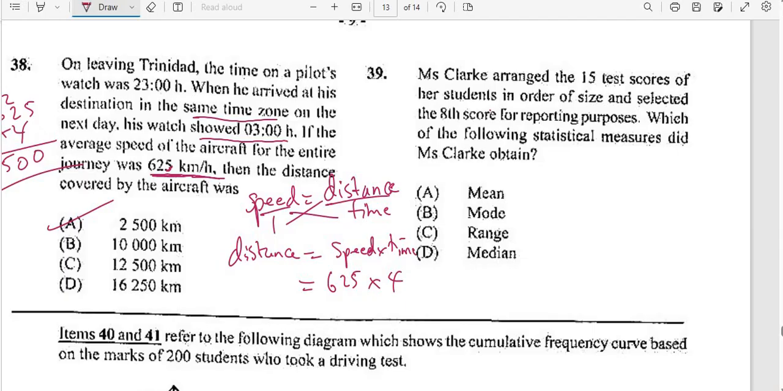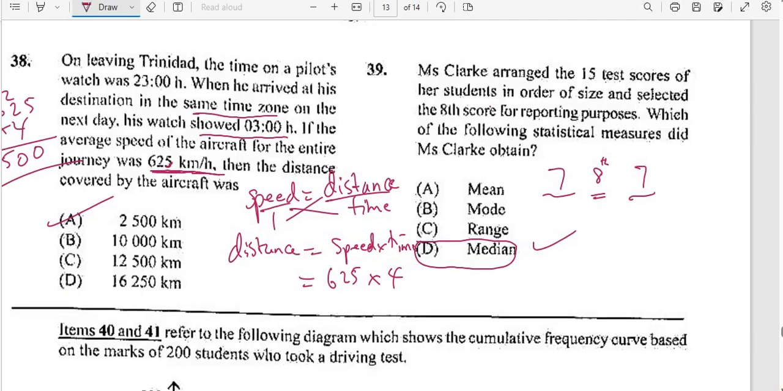Ms. Clark arranged the 15 test scores of her students in order of size and selected the 8th score for reporting purposes. Which of the following statistical measures did Ms. Clark obtain? Okay, so that looks like the median. You have 15 test scores, and obviously the 8th will be in the middle, because you have 7 scores over here, 7 scores over here, and in the middle you have the 8th score, right? And so that's the median. If you put 15 numbers in order of size, you'll see the 8th score falls in the middle, and that's the median.